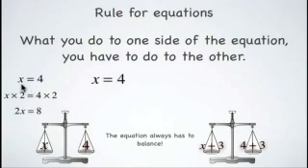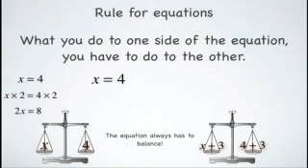So if I start with x equals 4, I can multiply one side by 2, but if I do that, I have to multiply the other side by 2 and get 2x is equal to 8. This is still the right equation. This is still in balance because 2 4s is 8.